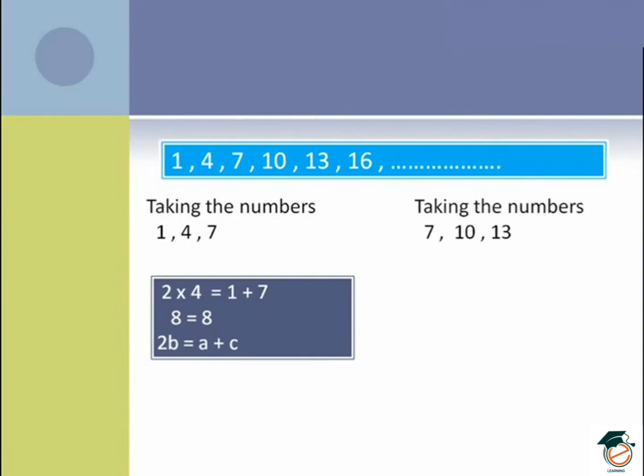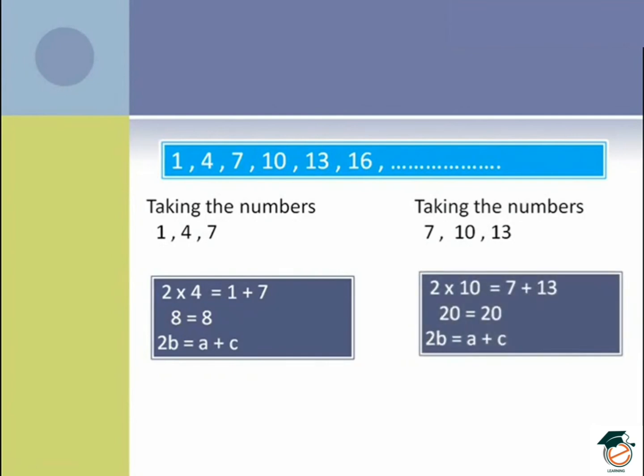Similarly, we take the numbers 7, 10 and 13. Again, we take a to be equal to 7, b to be equal to 10, and c to be equal to 13. Now, twice the second term would be 20, and the sum of 7 plus 13, which is the first and the last term, is equal to 20. So 20 equal to 20, and thus we can say that 2b is equal to a plus c. Thus, if we have got three numbers which are in AP, then they are connected by the relation 2b equal to a plus c, where a is the first term, c is the third term, and b is the second term.